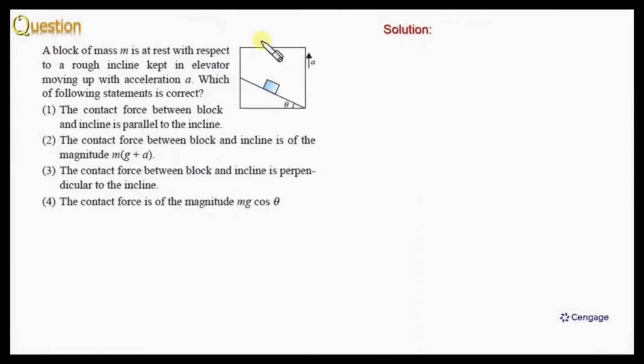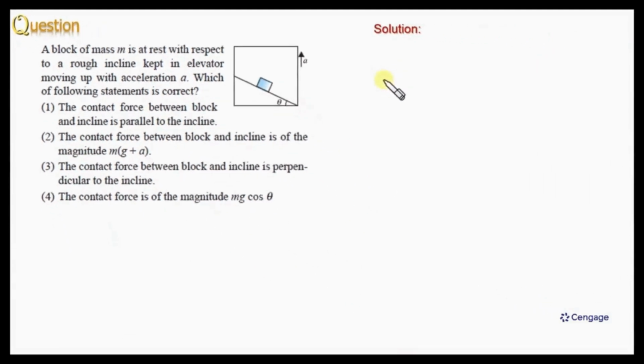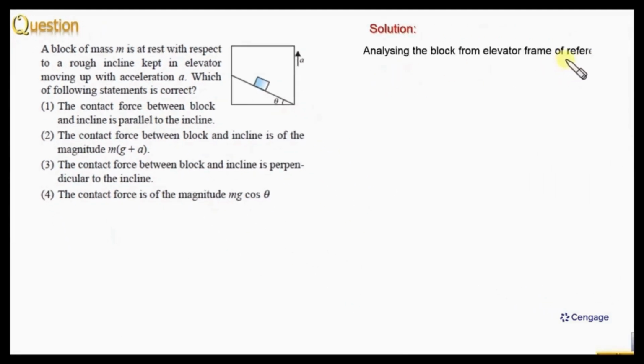In this question, it is given that this block is kept at rest on this inclined plane, and this inclined plane is moving upward with an elevator with acceleration a. That means friction between the block and inclined plane should be static in nature. We can analyze the block from the elevator frame of reference, that is a non-inertial frame of reference.